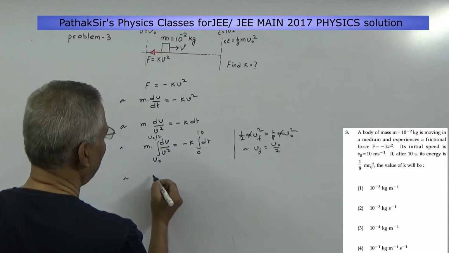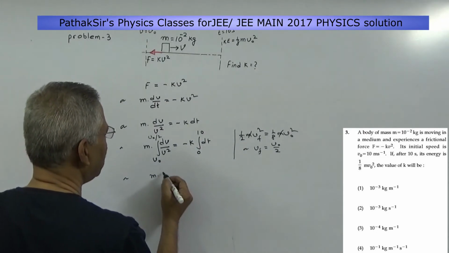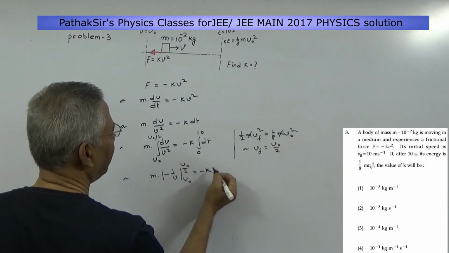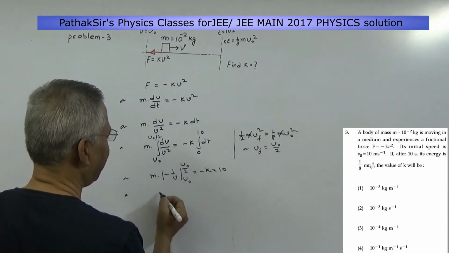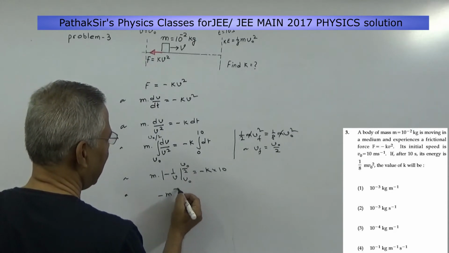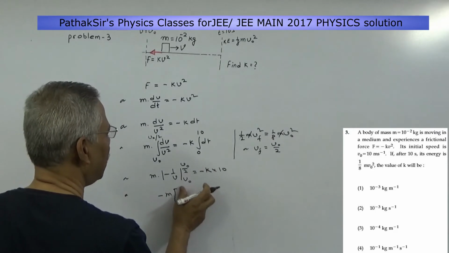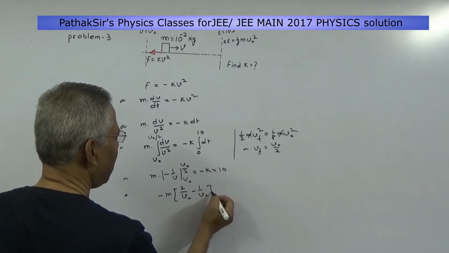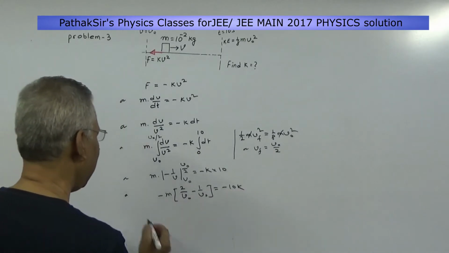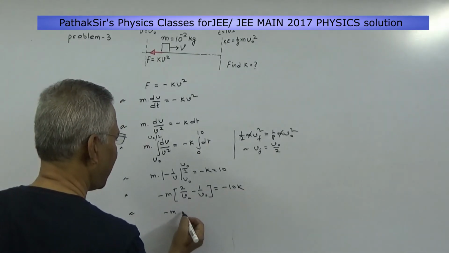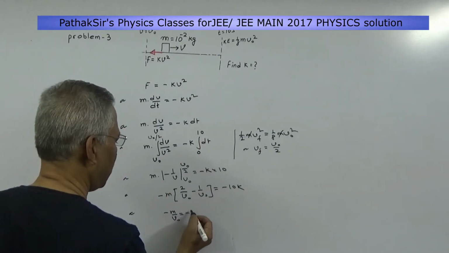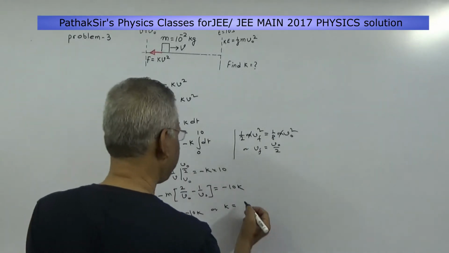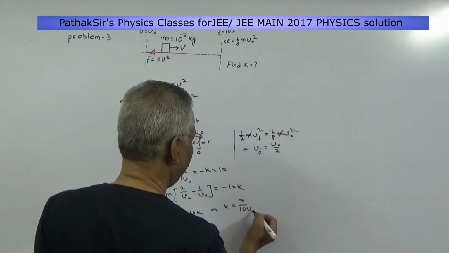Or m into v to the power minus 2 plus 1 by minus 2 plus 1, from v naught to v naught by 2, equals minus k into 10, or minus m into 2 by v naught minus 1 by v naught equals minus 10k, or minus m by v naught equal to minus 10k, or k equal to m by 10 v naught.